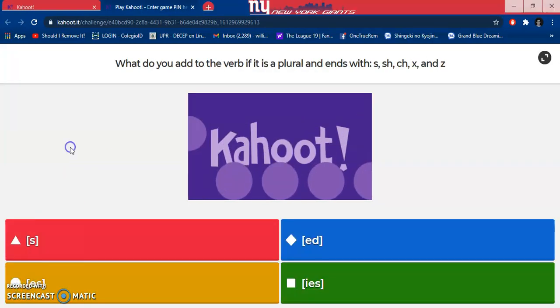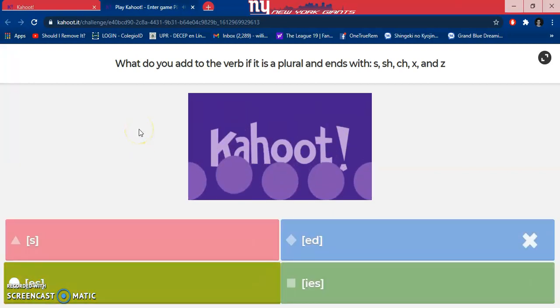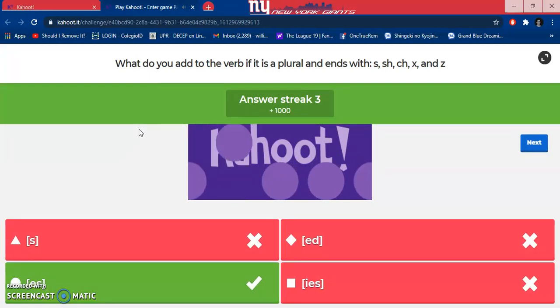The next question will be, what do you add to the verb if it's plural? O sea, que esto añades al verbo si es plural, pero termina en S, SH, CH, X y Z. So, what would you add to the verb if it's plural and ends with S, SH, CH, X, and Z? ¿Qué le añadimos? S, se queda el plural en S. Do we add ED? Do we add IES? And the correct answer is we add ES. Añadimos ES al verbo si termina with S, SH, CH, X, and Z. So, if the verb is plural, y termina en estas letras que ustedes ven aquí, you add ES to the verb.